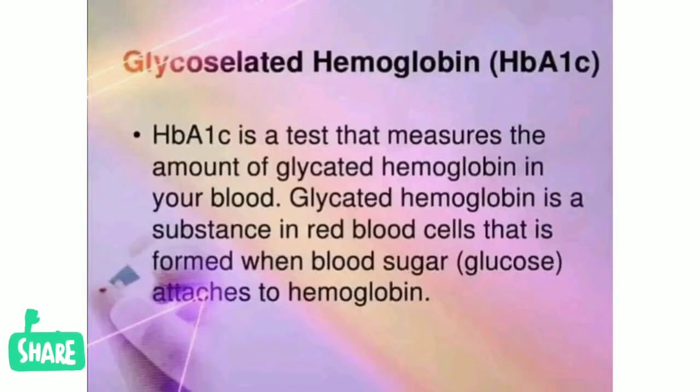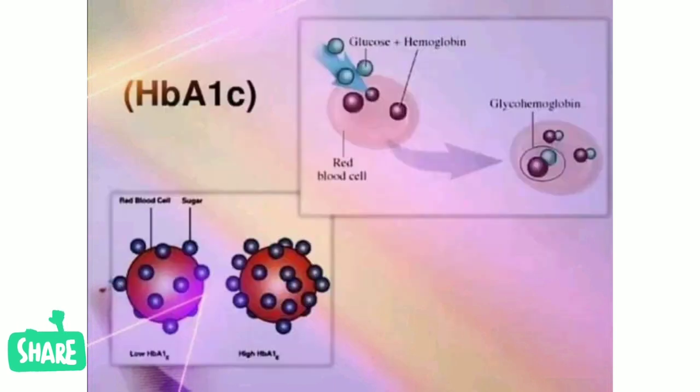Here comes the glycosylated hemoglobin, HbA1c. It is a test that measures the amount of glycated hemoglobin in your blood. Glycated hemoglobin is a substance in red blood cells that is formed when blood sugar attaches to hemoglobin. In this slide we can see that in the red blood cell there is glucose and hemoglobin, and they both together are known as glycohemoglobin, HbA1c.